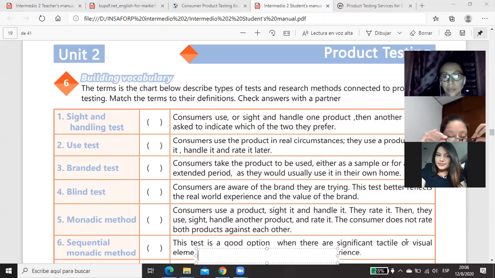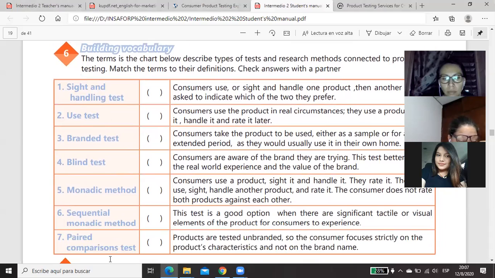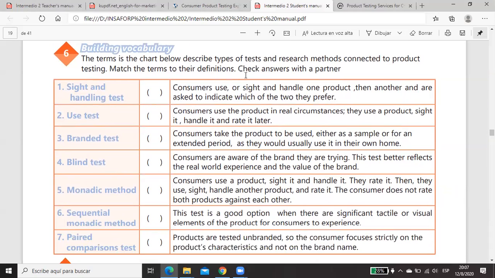Let's see who else is here. All right, good. So this type of testing, the one I was telling you about, sight and handle, the way we do this is very simple. It's an option when there are significant tactile and visual elements of the product for customers to experience.